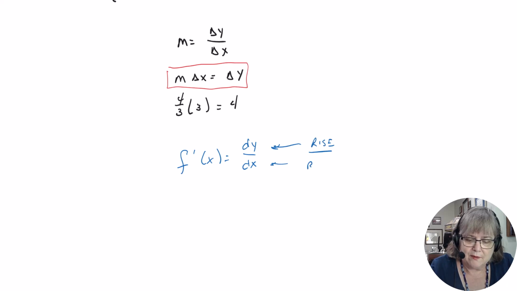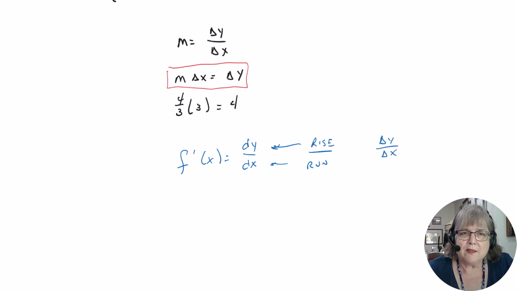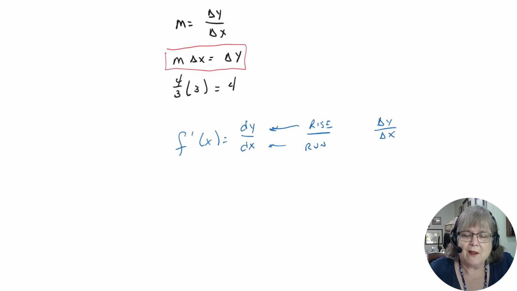This is still your run. But instead of using delta y and delta x, which convey distinct differences, like 1, 2, 3, or 4 units apart, this dy and dx is trying to convey that it's an infinitesimal, tiny distance, so that it's an instantaneous distance. I mean, it's a limit distance. But it's following the same form, right? So we can say f prime of x dx is dy.